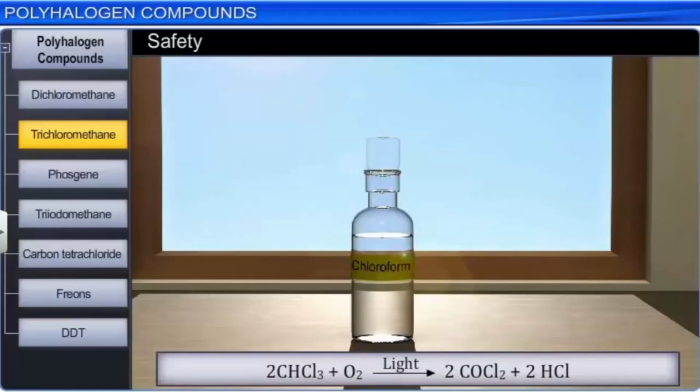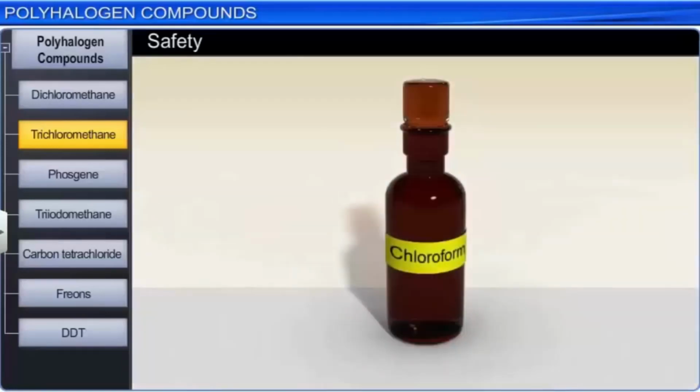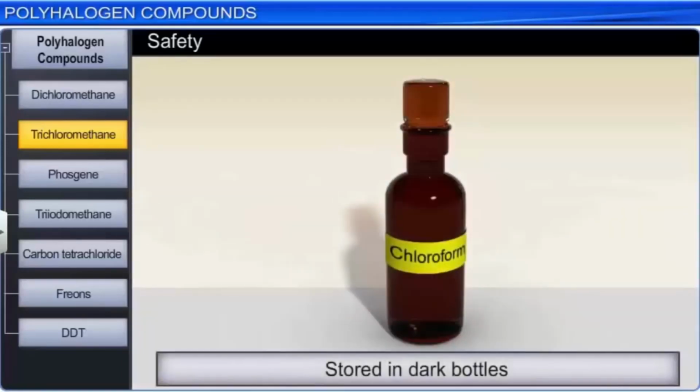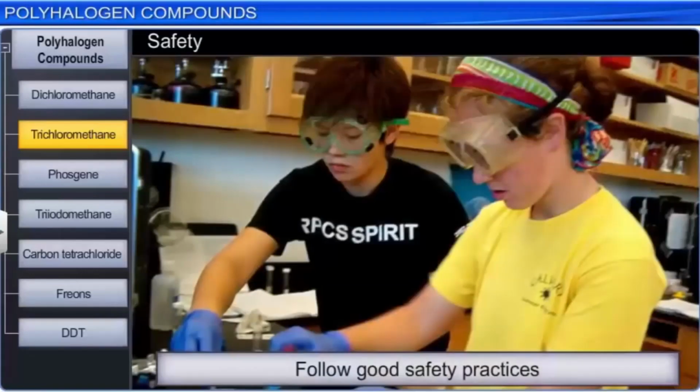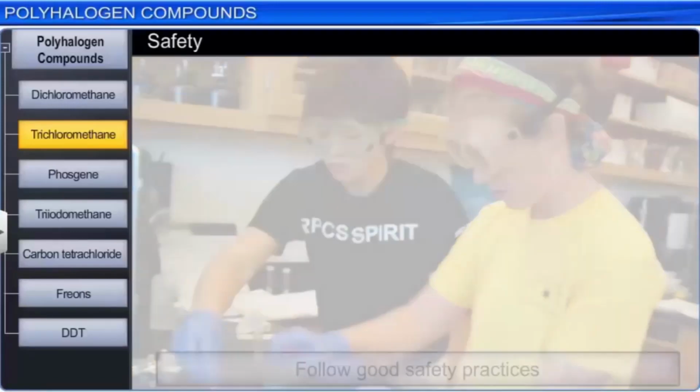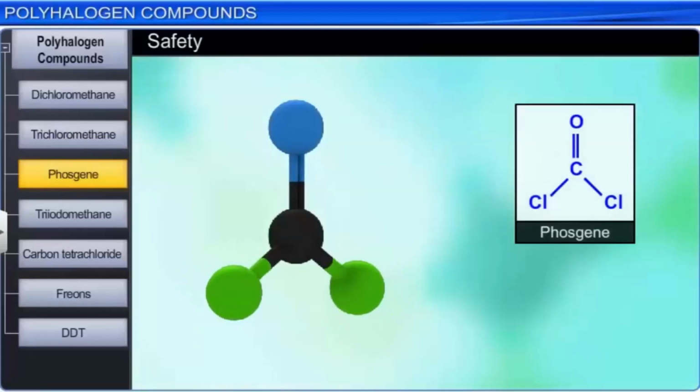Therefore, chloroform is stored in dark bottles to prevent exposure to light. The bottles are filled completely to keep air out. For the sake of safety, handle every bottle of chloroform as if it contains phosgene. Wear gloves and eye protection. There are simple tests that you can carry out to determine the presence of phosgene.